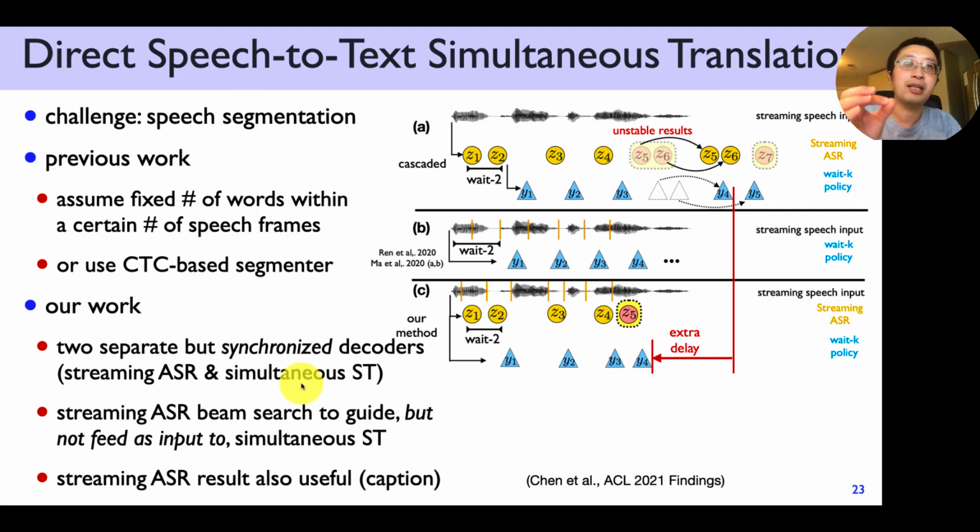So simultaneous ST does translation directly from the speech signal, from the wave. It doesn't depend on ASR's recognition. What it depends on is the ASR beam search, using the beam search to guide, but not feed as input to simultaneous ST. The beam search will just tell the simultaneous translation module how many words I think there are in the speech, so that you can apply the wait-k policy again. That's the only key idea here: using ASR to tell the ST how many words there are and how fast you should be.